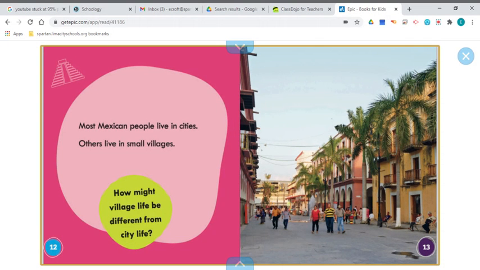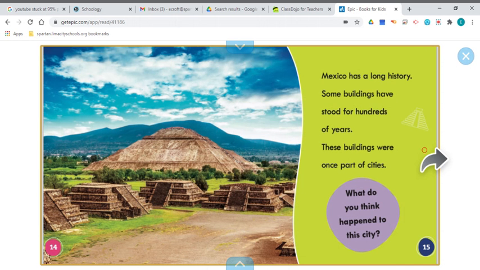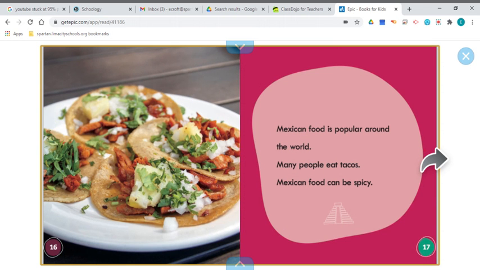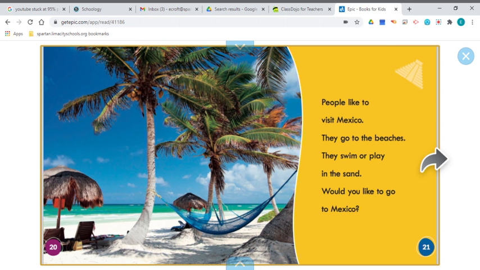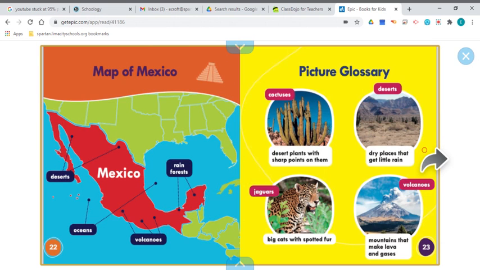Most Mexican people live in cities. Others live in small villages. Mexico has a long history. Some buildings have stood for hundreds of years. These buildings were once part of cities. Mexican food is popular around the world. Many people eat tacos. Mexican food can be spicy. Soccer is the top sport in Mexico. Baseball is popular too. People like to visit Mexico. They go to the beaches, they swim, or play in the sand. Would you like to go to Mexico?